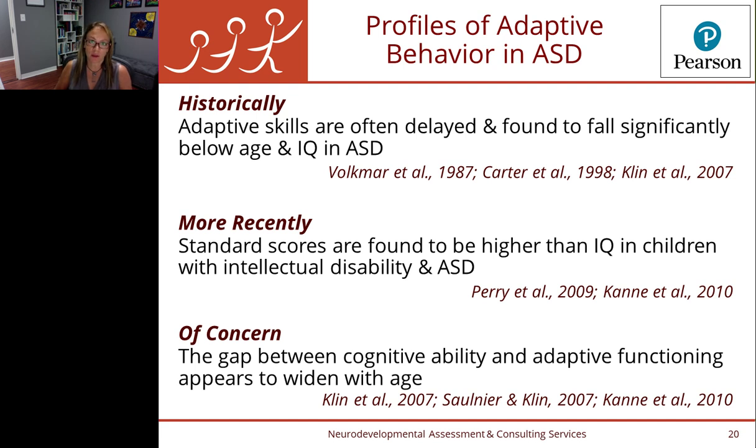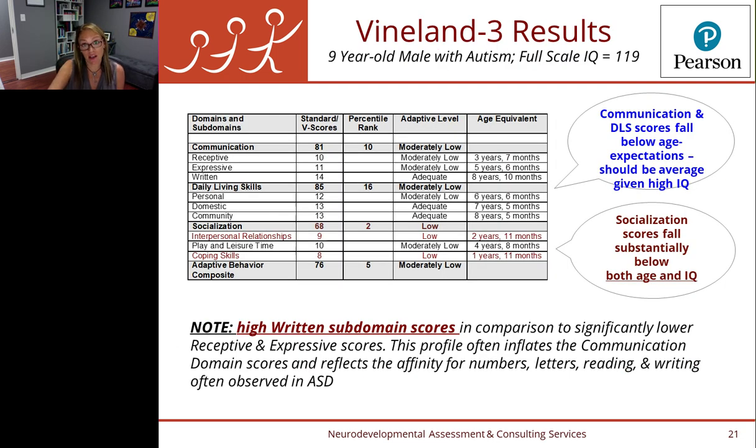Those individuals with no cognitive impairment do tend to present with a wide gap between their cognitive potential and what they actually can do with independence, versus those who have cognitive impairment. Interestingly, people with significant cognitive impairment usually have adaptive behavior skills on par with their mental age, if not higher. So to see a common profile on the Vineland for autism, this is a 9-year-old male with an above average full scale IQ. You can see that all of his standard scores are falling below not only his IQ, as they should because he's got above average, but also below his chronological age.